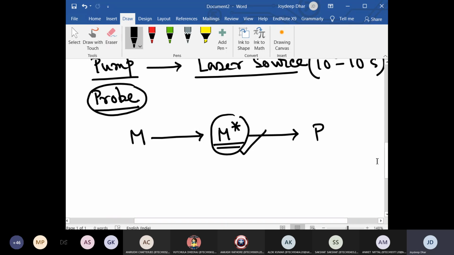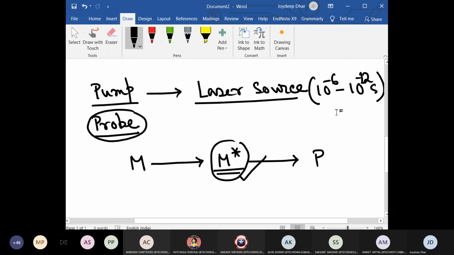That is how fast reactions can be monitored through flash photolysis. One will be the pump, one will be the probe. First, using the pump we shine high energy photons with a very short lifetime. That will mainly be a laser source, and after that we switch off the laser, and whatever intermediate has formed, we can study by switching on another electromagnetic radiation, that is the probe, and that probe we can choose according to the intermediate.